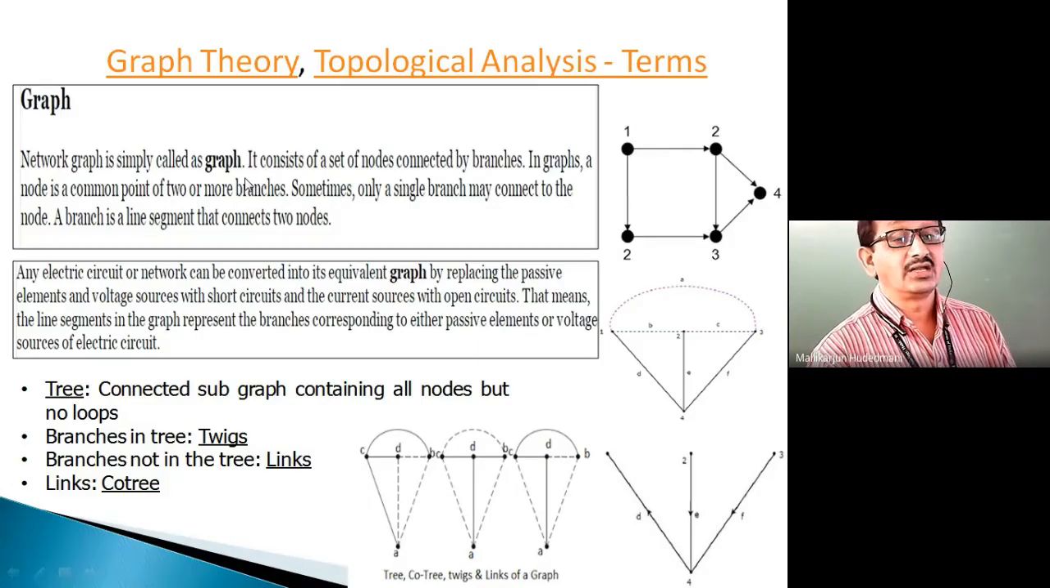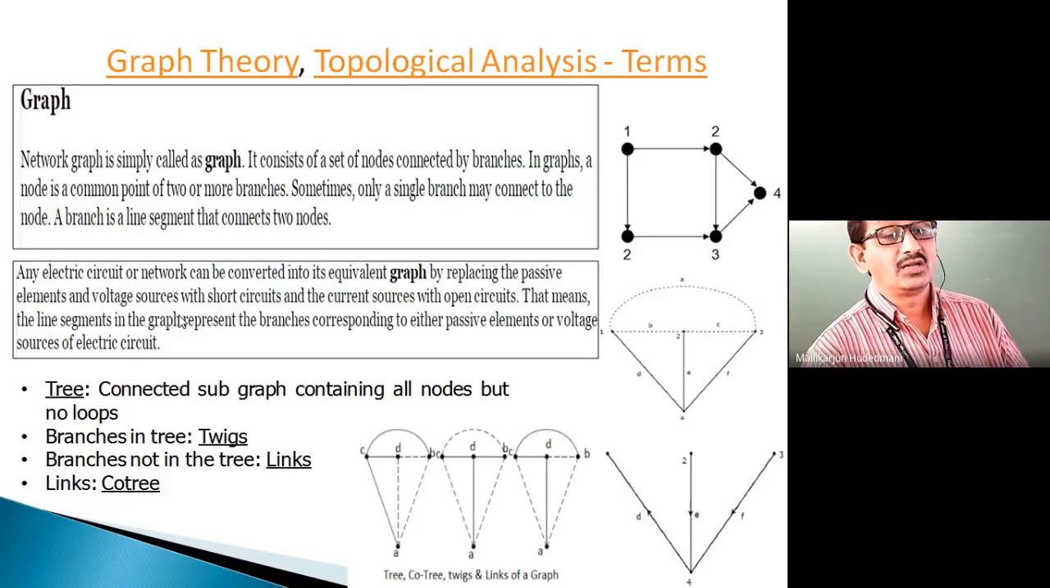A graph contains oriented elements and it may have closed loops, but a tree is a subgraph containing all the elements and all the nodes, but no closed loop. This was what we discussed. And the solid line and dotted line concept we have interacted with. A solid line is called a twig or a branch. The dotted lines are called links.